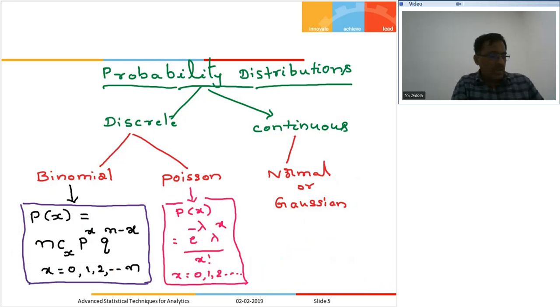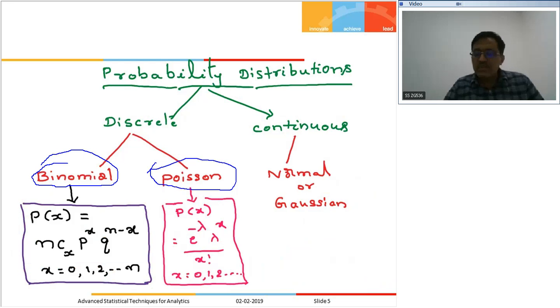Okay, let's recap what we discussed in the previous class with respect to probability distributions, where we had two categorizations. One is discrete distributions, the other is continuous distributions. In discrete, we discussed the binomial distribution and the Poisson distribution.